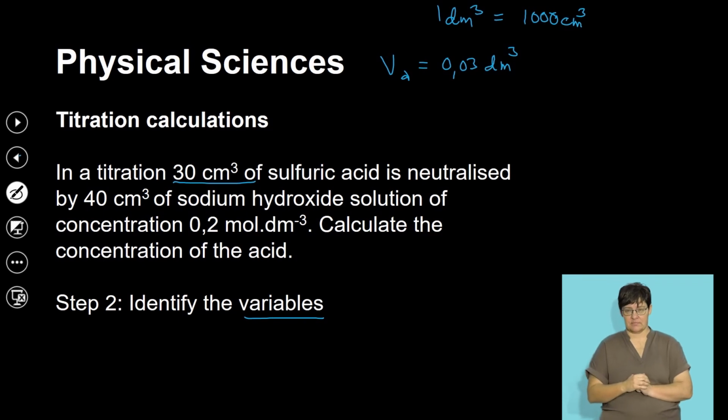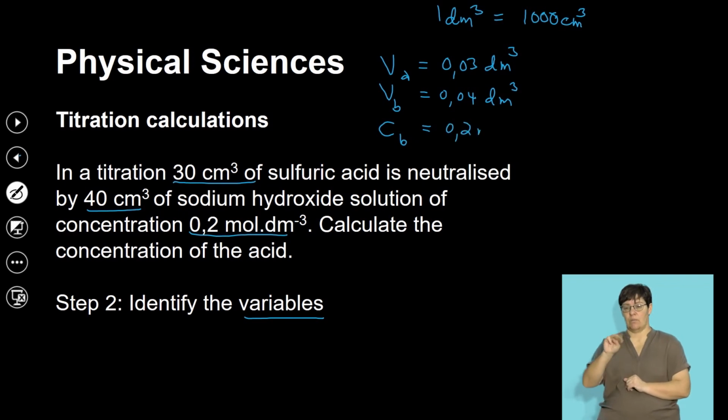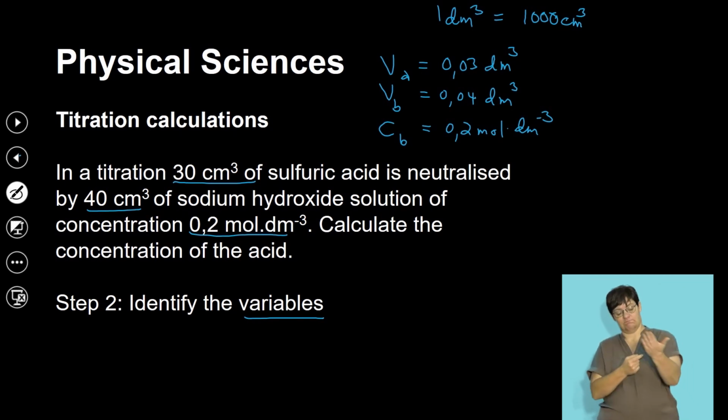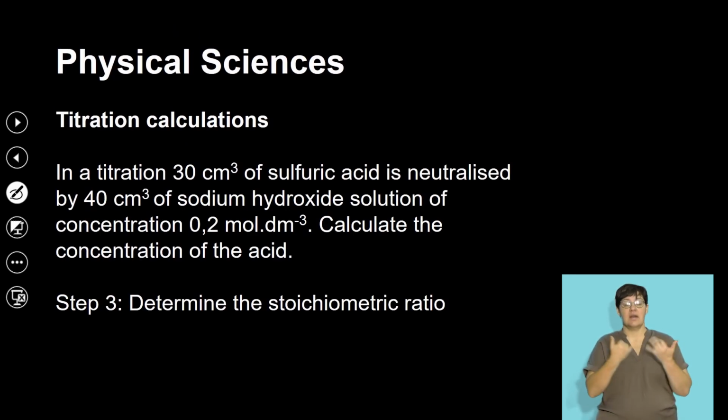Right. And then what else do we have? We also have the volume of base. Volume of base is equal to, what do we have? 0.04 cubic decimeters. What else do we have? We also have the concentration of the base, right? So C of the base is equal to 0.2 moles per cubic decimeter, right? These are the quantities that we can immediately pick up from the story that is given to us. Very, very important, right?